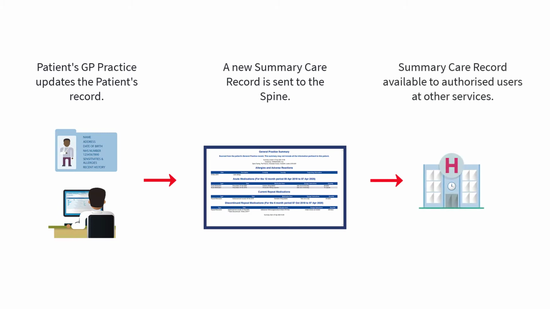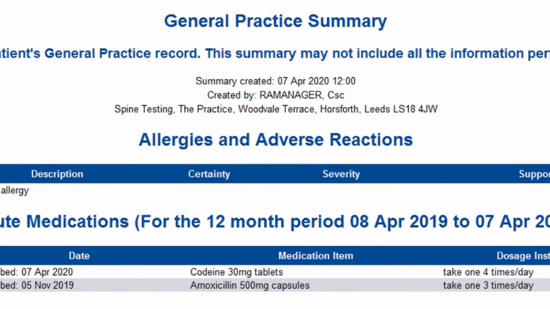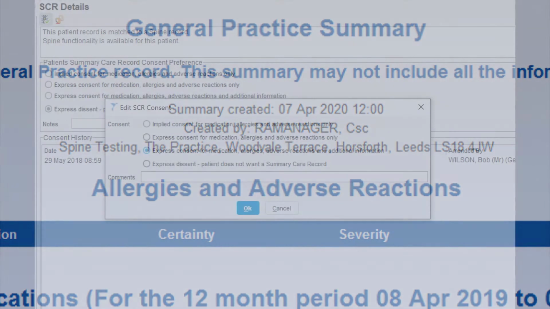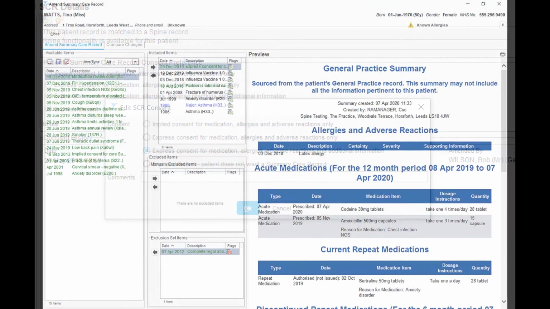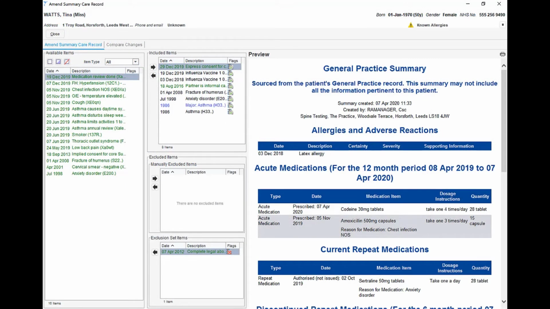Whenever the patient's record is updated, an update to the summary care record is sent, and it is possible to see on the summary care record when this update was sent. The GP practice can also update the patient's summary care record consent preferences, and with the patient's explicit consent, add additional information to the summary care record.